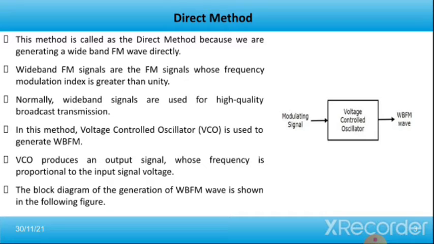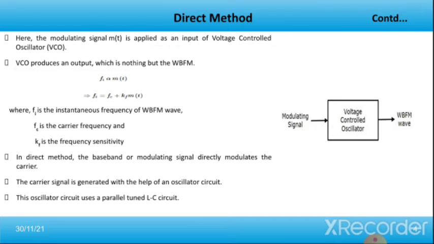In this method, if you look at this diagram, the voltage controlled oscillator is used to generate the wideband frequency modulation. The VCO produces an output signal whose frequency is proportional to the input signal voltage. The block diagram of the generation of WBFM wave is shown in the following diagram. Here the modulating signal m of t is applied as an input to the voltage controlled oscillator VCO, and the VCO produces an output which is nothing but the WBFM.